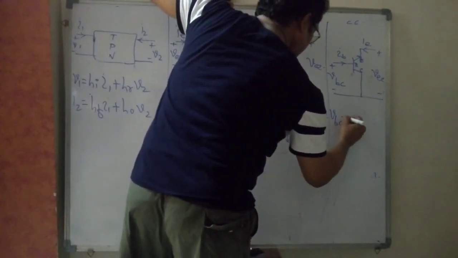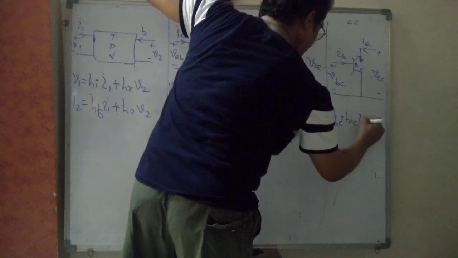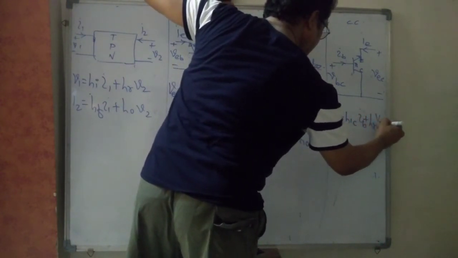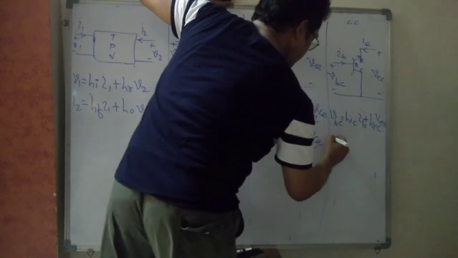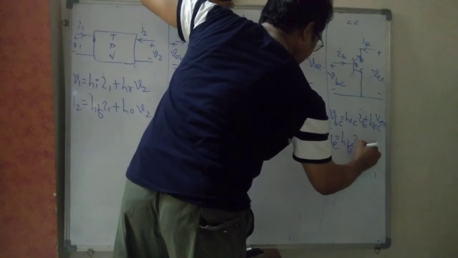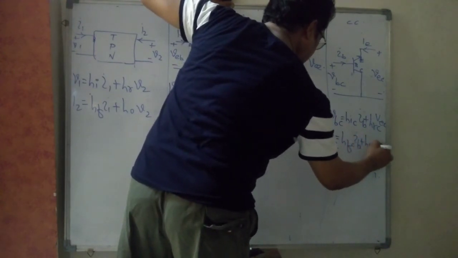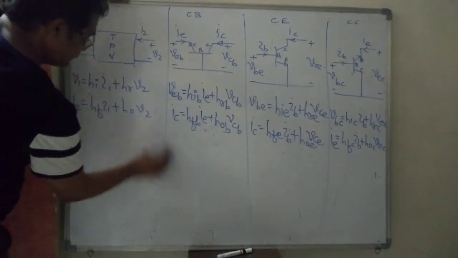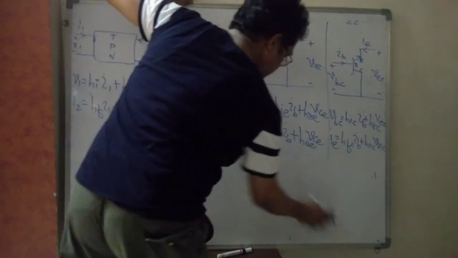For common collector, VBC is equal to hic IB plus hrc VEC. IE is equal to hfc IB plus hoc VEC. Right?